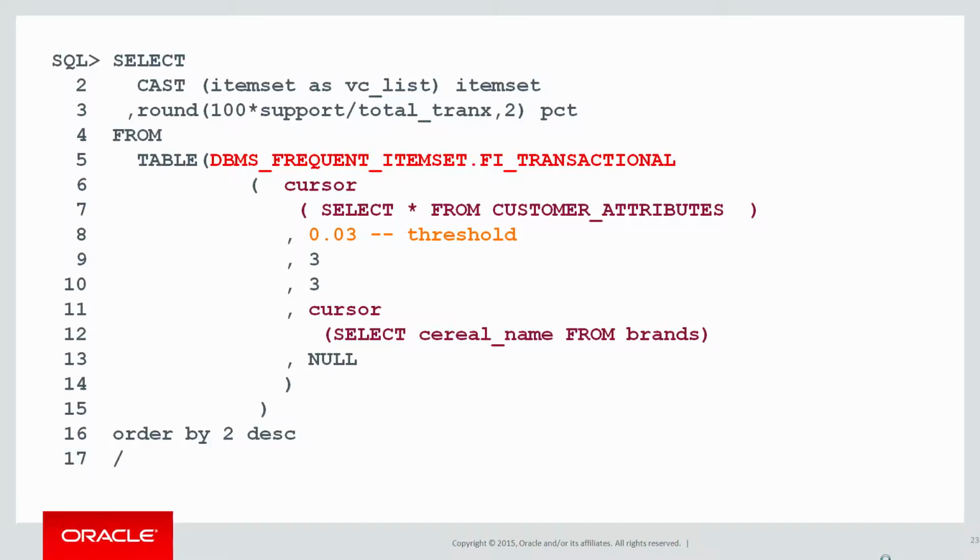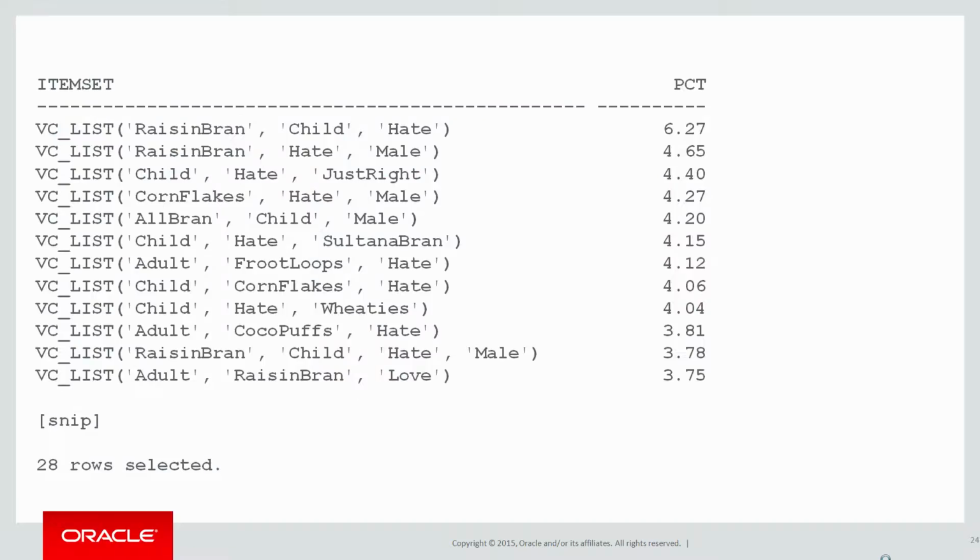Now this looks quite complicated, but really what we're doing is, rather than writing analytics ourselves, we are passing in a couple of cursors, select star from customer attributes and select cereal name from brands, into this package, DBMS_FREQUENT_ITEMSET.FI_TRANSACTIONAL. And we're effectively telling the database, it's your job to run the necessary analytics and do the necessary processing to come up with some recommendations or some analysis for us.